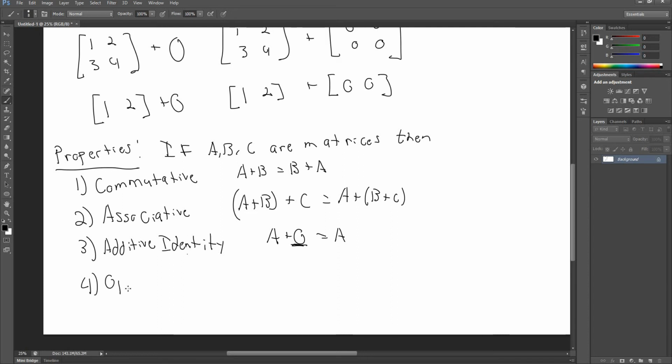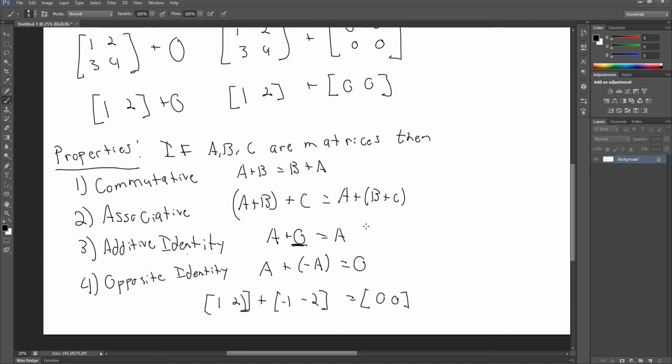And then we also have the opposite identity, which is that we need to be able to get to the two things that add to 0, which would be A and its opposite, which is just negative A. This is the scalar multiplication of negative 1 by A, so that will make every entry of A opposite. So if I had 1, 2, negative A would be negative 1, negative 2. Adding these together would just give me 0, 0. So A plus negative A equals 0.